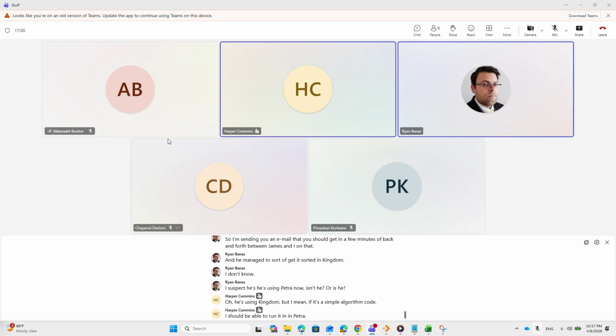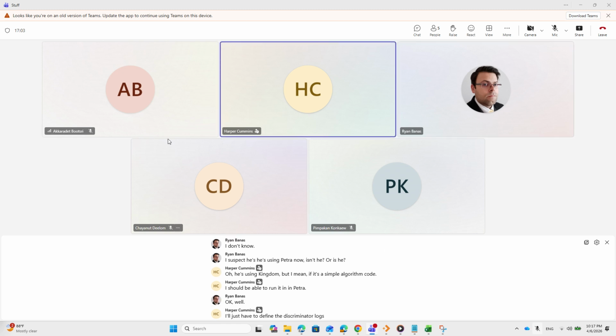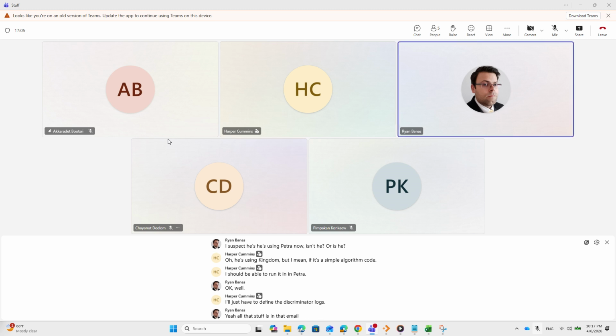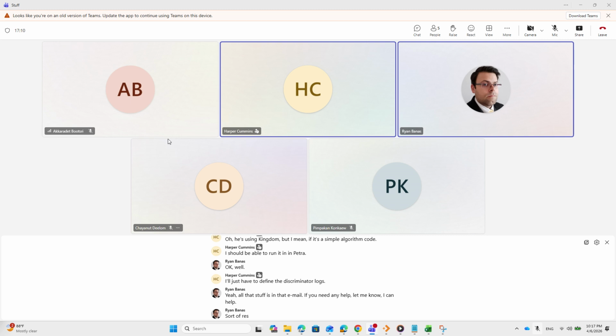Okay, I'll just have to define the discriminator logs. Yeah, all that stuff is in that email. If you need any help, let me know. I can help resurrect this thing from the grave.